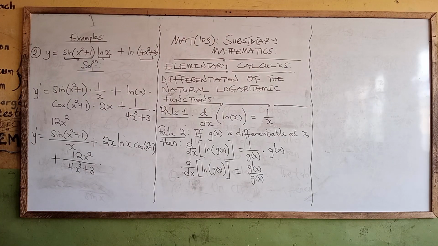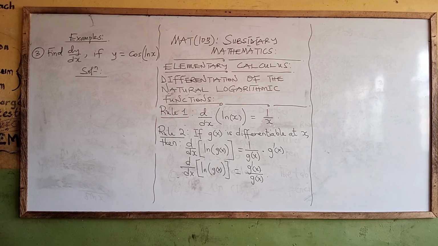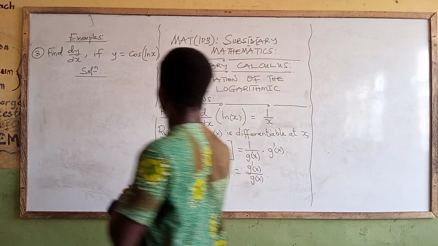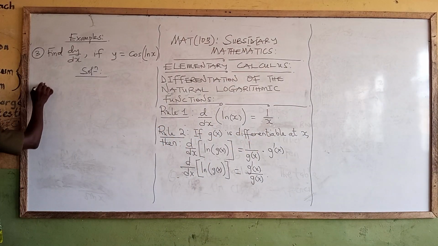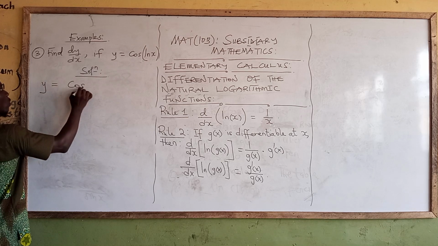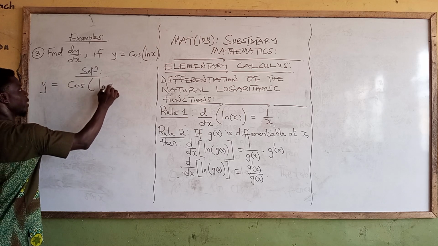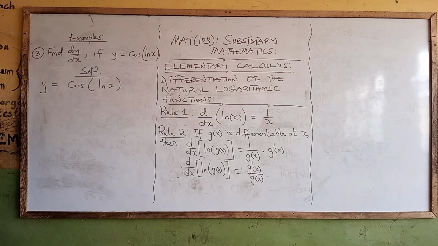So let's see our third example. All right, so let's see. Find dy over dx if y equals cos of ln x. So I have my y equals cos of ln x. So we have this. Right.